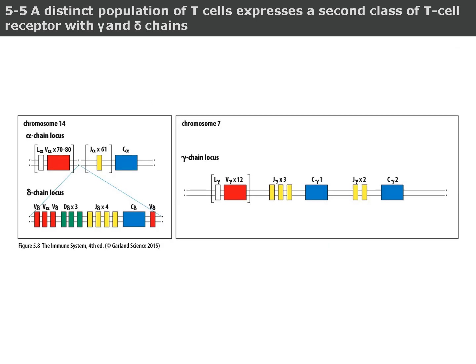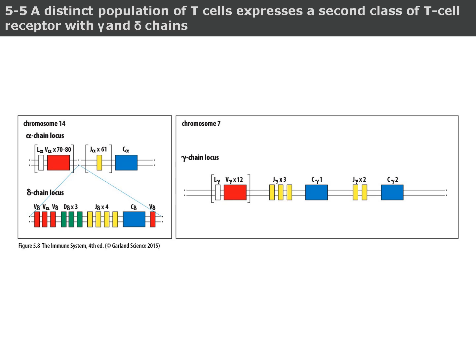This figure shows the genomic organization of the loci for the gamma and delta chains of the T-cell receptor. On the left, the delta chain locus is embedded within the alpha chain locus on chromosome 14. This region contains variable, diversity, joining, and constant segments. When a T cell commits to becoming an alpha-beta cell, recombination of the alpha chain deletes the delta chain locus, preventing both receptor types from forming in the same cell.